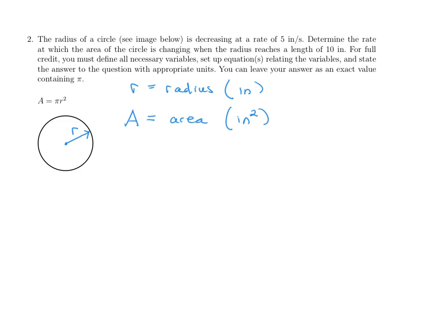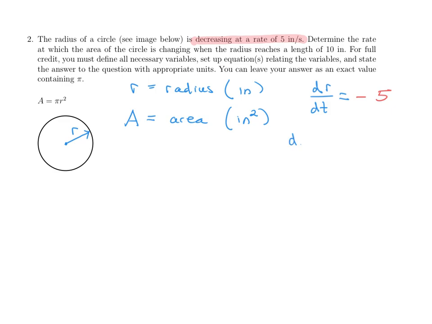Once you've defined your variables, here I put them in the picture and off to the side, I'm going to look at what the rates of these are with respect to time. Like, what is dr/dt? That is the rate at which the radius is changing. And in fact, we're told that this is decreasing at a rate of 5 inches per second. We have to interpret that as decreasing means negative and then 5 for the number. So that's the rate for the derivative of the radius.